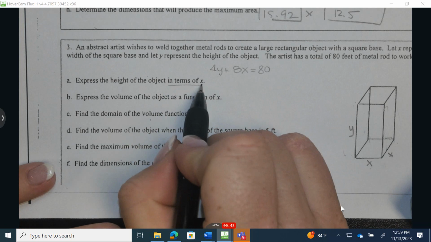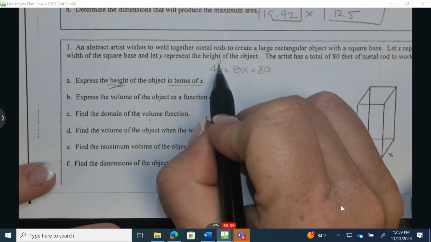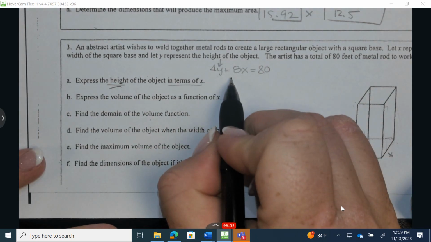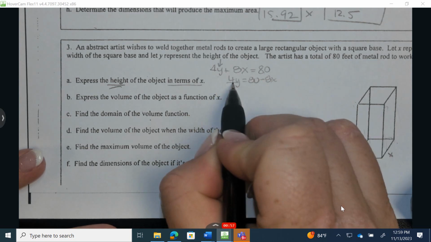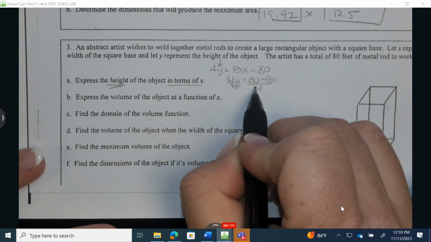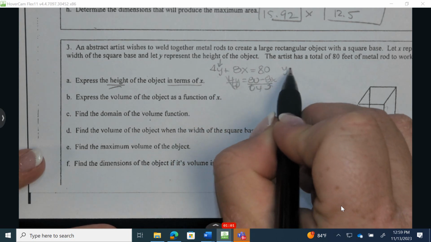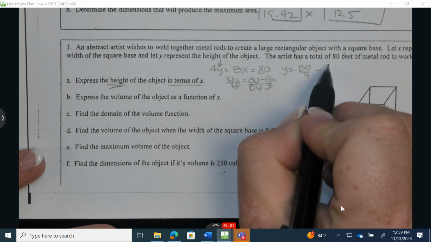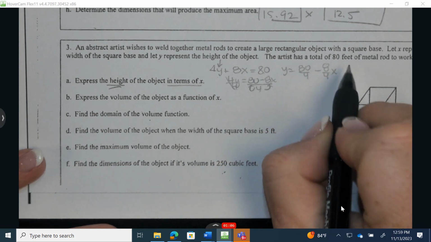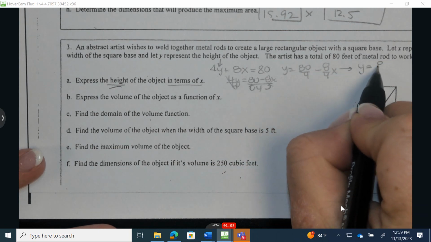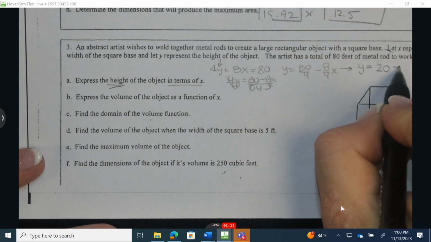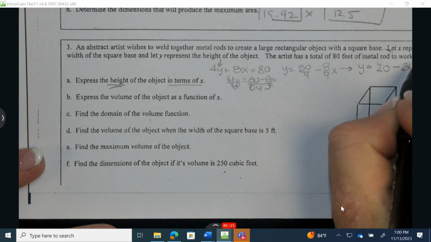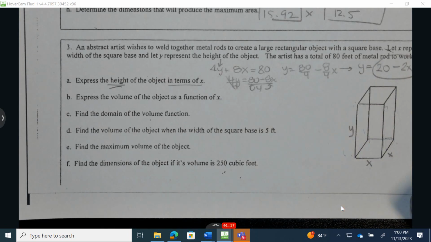Now it's asking us to isolate the height, or the Y. So I'm going to start by moving 8X to the opposite side by subtracting. Then I'm going to divide by 4. And then this 4 needs to be shared with both the left and the right. So Y equals 80 over 4 minus 8 over 4X. And when we reduce that, we get Y equals, 80 divided by 4 is 20, and 8 divided by 4 is 2. So now we have expressed the height of the object in terms of X.